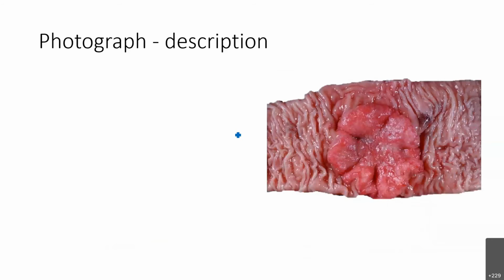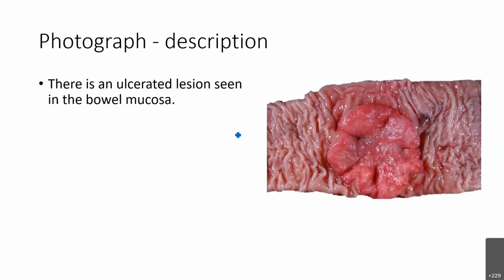So how do we describe it? Number one, you describe the most striking feature first. There is an ulcerated lesion seen in the bowel mucosa. So you already mention there's one lesion. How does the lesion look? It is an ulcerated lesion within the bowel mucosa. All of these are the bowel mucosa basically. So you already got 1 mark there.